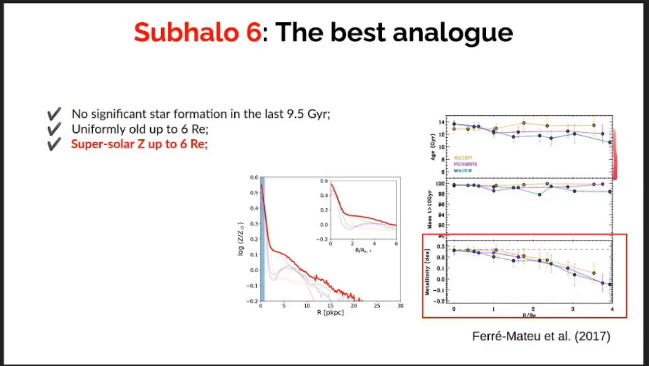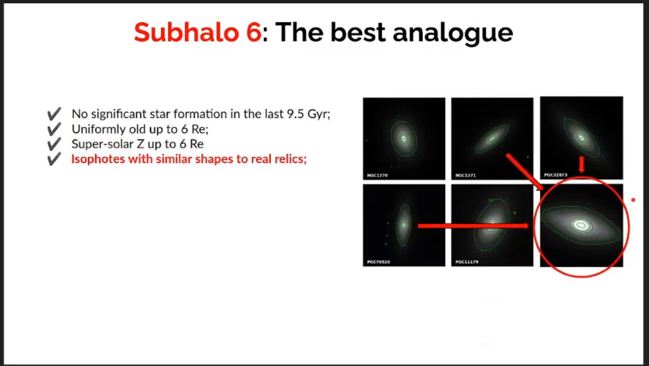They also are supersolar, very enriched in metals, up to 6 effective radii, which is also expected for the relic galaxies in the observations. This galaxy has isophotes with similar shapes to real relic galaxies, the more disky shapes.